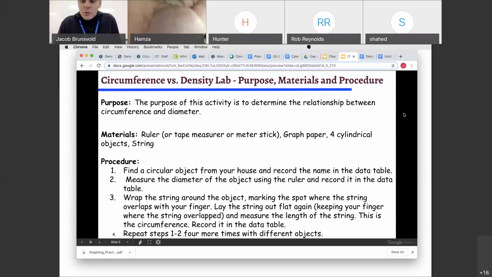So how does the procedure work? I show the procedure in the video, but I just want to talk about it real quick. You're going to find a circular object from your house. Then you're going to record the name in the data table. There's a data table with the assignment. You're going to measure the diameter using a ruler and record it in the table. The diameter, remember, is the distance across. Then you're going to take your string, wrap it around the object, marking the spot where the string overlaps with your finger. Then you're going to stretch the string out and measure that with your measuring unit.